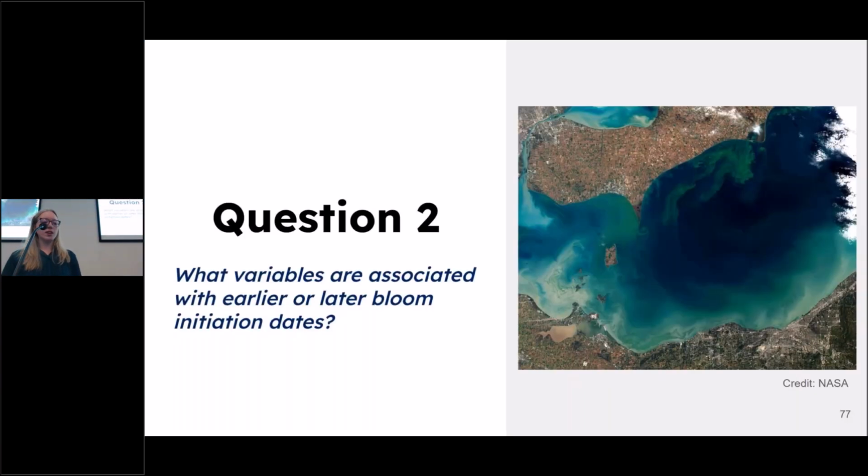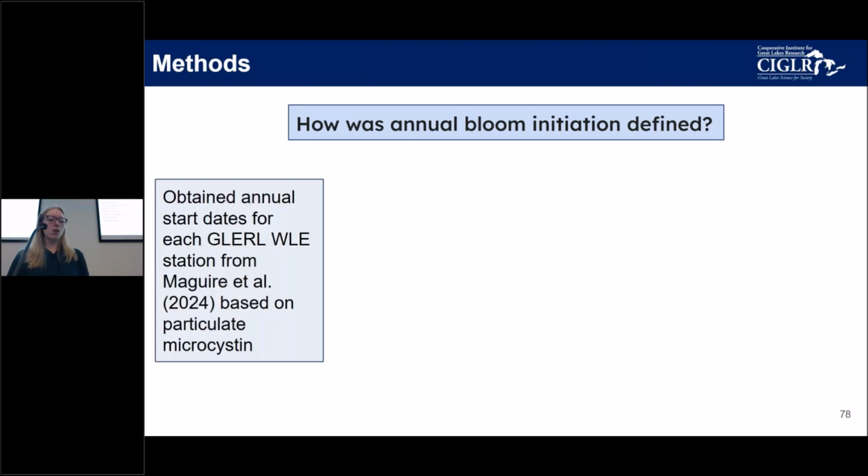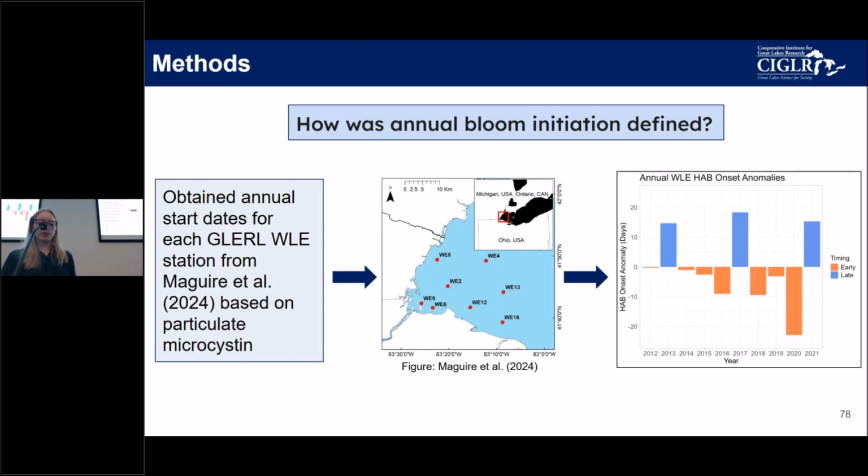So what variables are associated with earlier or later bloom initiation dates? And so the first question is, how did we define annual bloom initiation? First, we obtained annual start dates for each GLERL Western Lake Erie station from McGuire et al. based on particulate microcystin. These are all of the stations that they used, and what I did was, for each year, each station had a start date. I averaged across the start dates to get one per year. And then I found the average across all years to calculate the onset anomaly for each year. So that's basically the number of days each year started from the average across the 2012 to 2021 period.